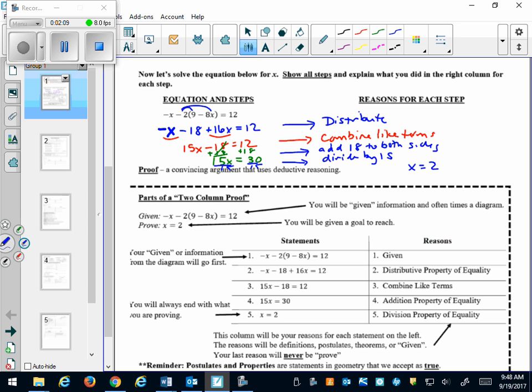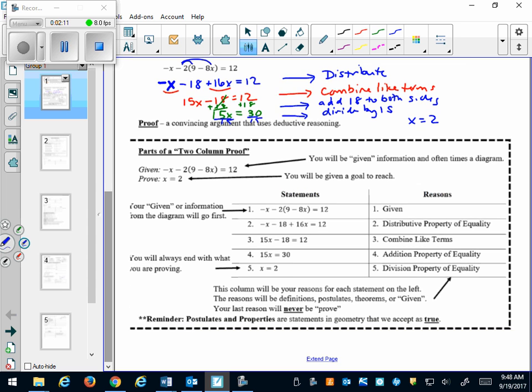Okay, so that is justifying every step that we take. It is a preview, because in proofs, that's exactly what we want to do. We want to justify every single step, every piece of information that we use to logically get from one given statement to a statement we're trying to prove.